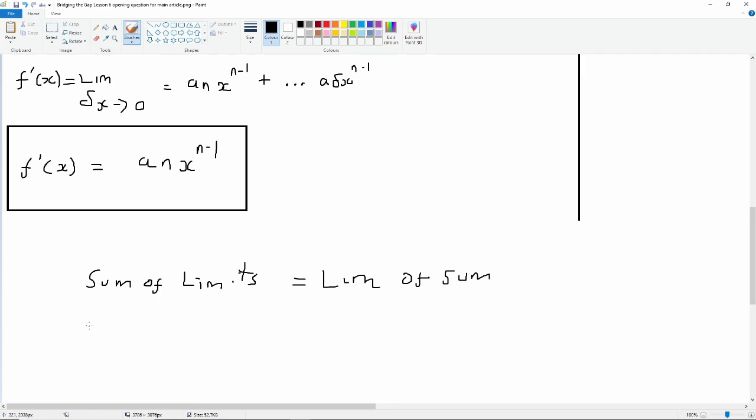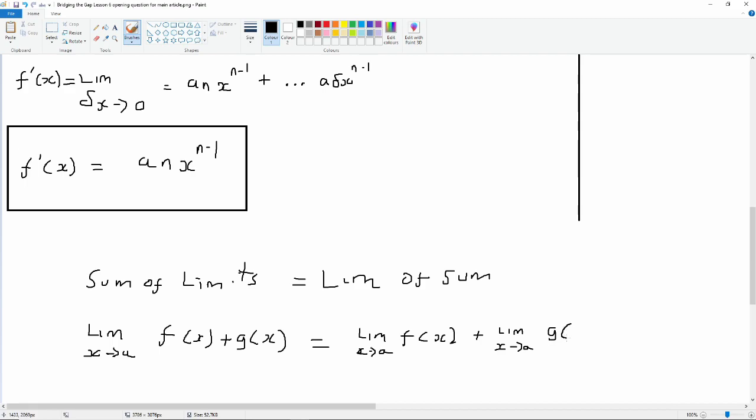So put that symbolically, the limit as x approaches some number, let's call it a, of f of x plus g of x is equal to the limit as x approaches a of f of x plus the limit as x approaches a of g of x, and vice versa. Either way will work.